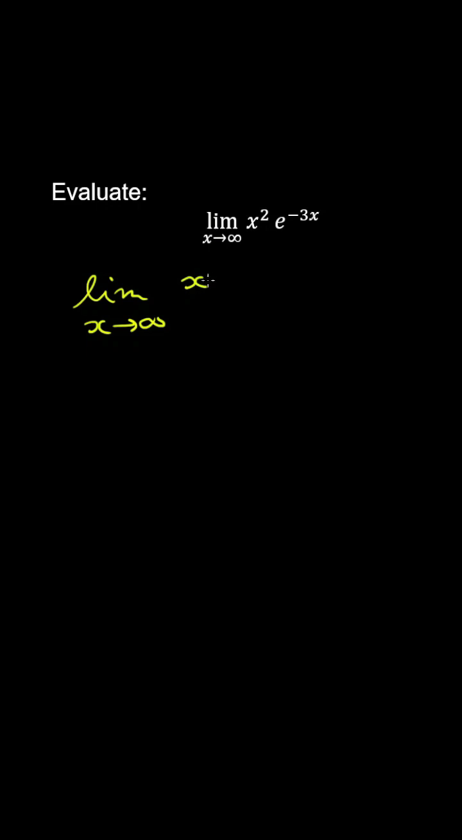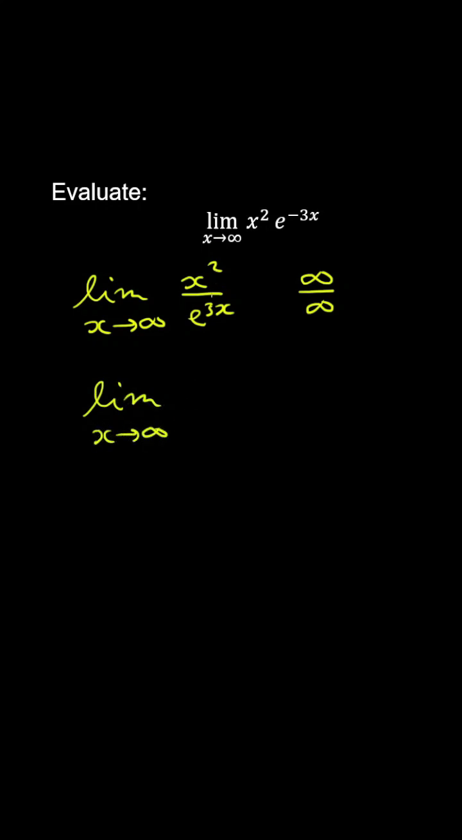So we can write this limit as a limit of x squared on e to the 3x as x goes to infinity. And as we can see, this is a limit of infinity on infinity, because both of these functions go to infinity as x goes to infinity. So we can thereby take the limit of the derivatives of those functions.